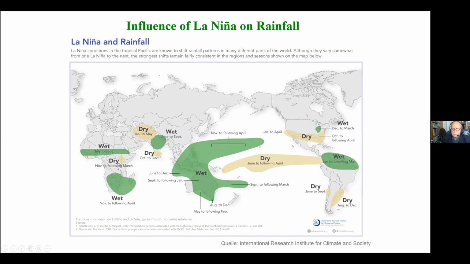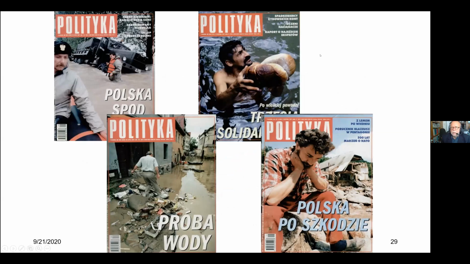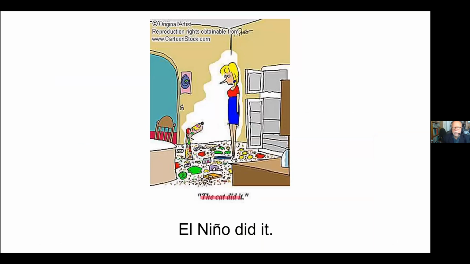In 1997, there was a huge flood in Poland, really huge flood. Our principal weekly magazine, Polityka, had a cover story related to the flood 4 times. Probably this is the world record. I don't think that anywhere in the world was the flood the cover story topic for 4 weeks, as it was in summer 1997. And some journalists said, well, maybe this is El Niño. No, no, no. I said no. Scientists say no. The 1997 flood in Poland had nothing to do with El Niño.